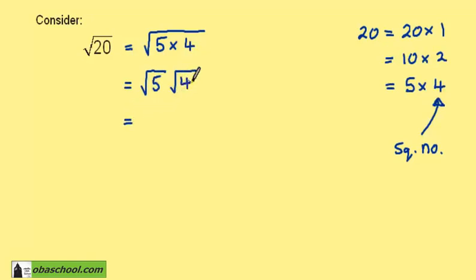Since 4 is a square number, the square root of 4 is a whole number, in this case 2. So we have 2 root 5. This is a simplified form of root 20. The square root of 5 is fully simplified, since we can't apply the same trick again to reduce 5.